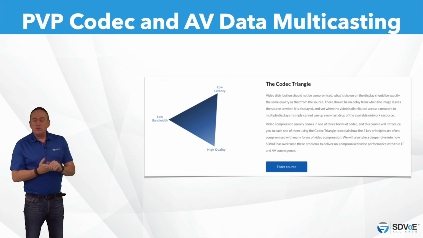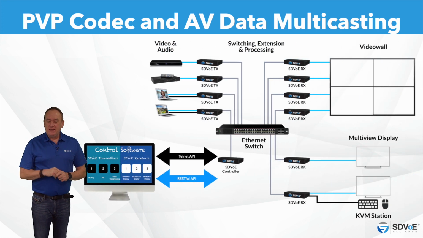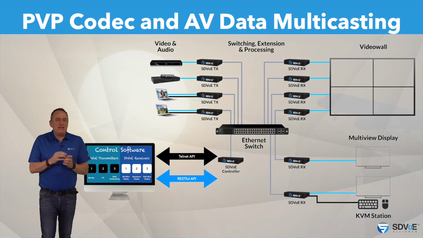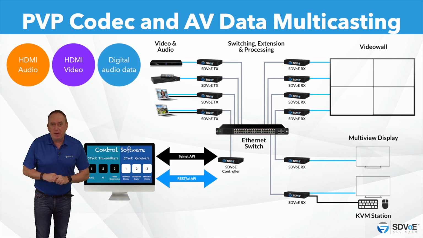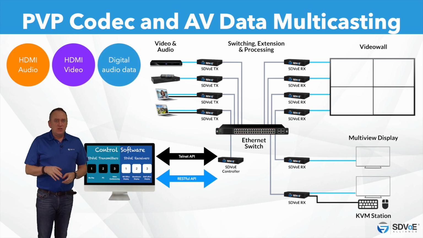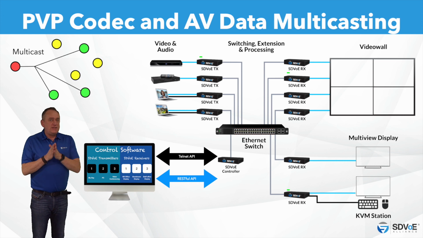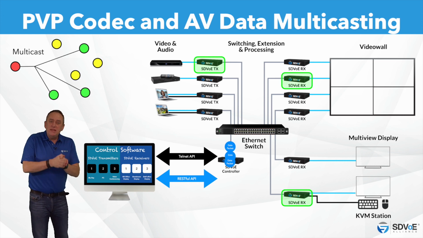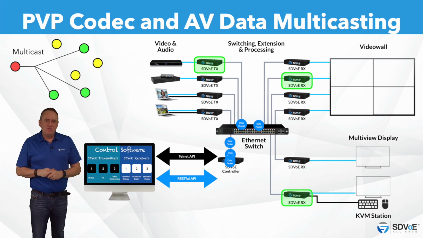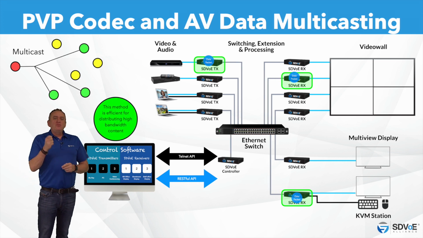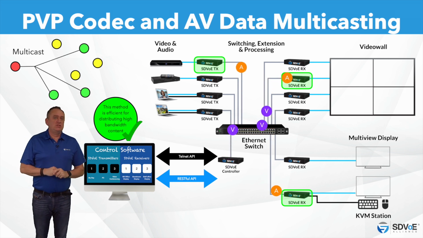In the codec triangle series, we introduced you to the Pixel Video Pipeline, or PVP codec, a star performer in the SDVoE lineup. PVP codec is like a specialized cargo plane carrying HDMI audio, video, and digital audio data payloads across the network without a direct path. And it does this using multicast. This means that the data is available to any device tuned in to the multicast address, similar to a broadcast, but on a specific radio frequency. This method is incredibly efficient for distributing high bandwidth content like video and audio to multiple devices simultaneously.